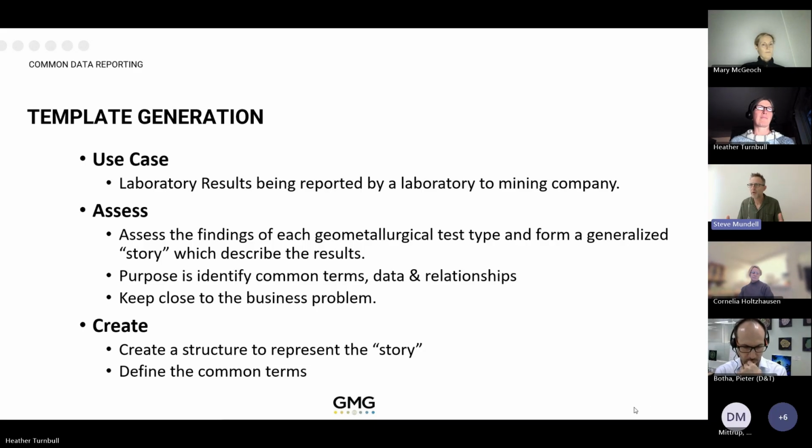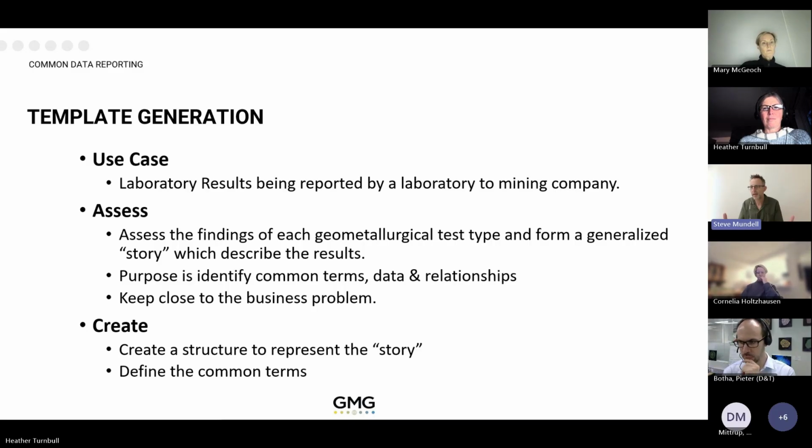needs. So the process through generating this common template was to assess all the findings of each of the groups that brought together the data in that defined stage, and to form this generalized story which describes the results. And so this story is a way of just describing a geometallurgical test, or the results that come back from a test, in common language, and just be able to talk about it as we would from human to human, and then let the structure flow out of it, let the technology or the solution flow out of that.